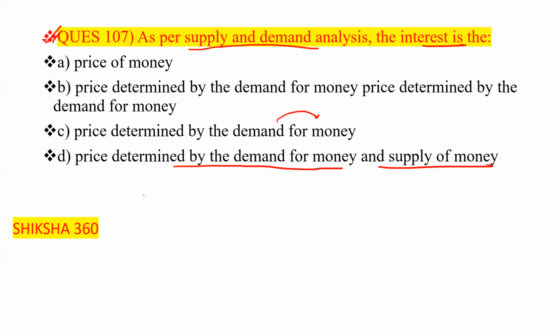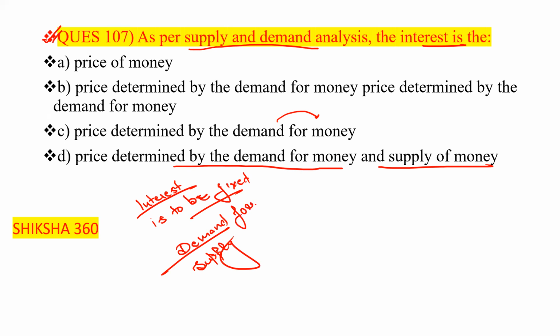Clear? So you will think about how interest is to be fixed. We can say that it will check how much is the demand for money and how much is the supply of money. So as per the supply and demand analysis, the interest is the price determined by the demand for money and the supply of money. So option number D is the correct answer here.